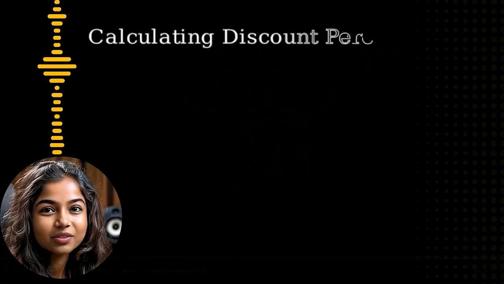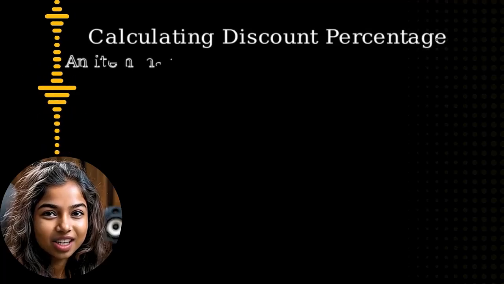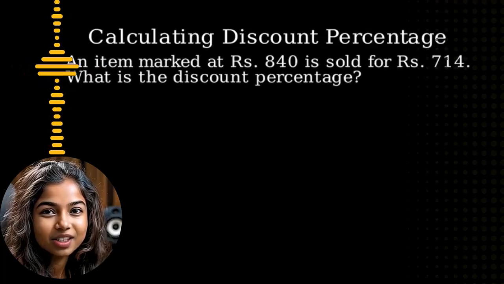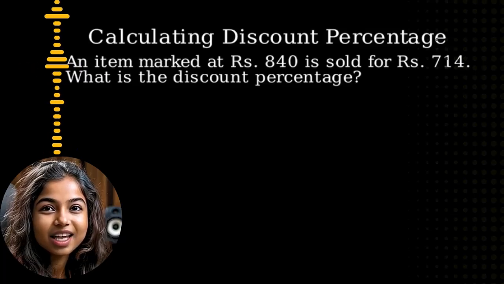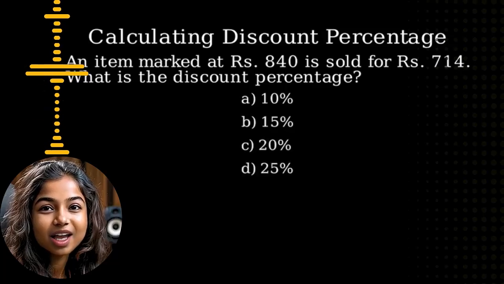Let's solve a problem about calculating discount percentage. An item marked at 840 rupees is sold for 714 rupees. We need to find the discount percentage from these options: 10%, 15%, 20%, or 25%.